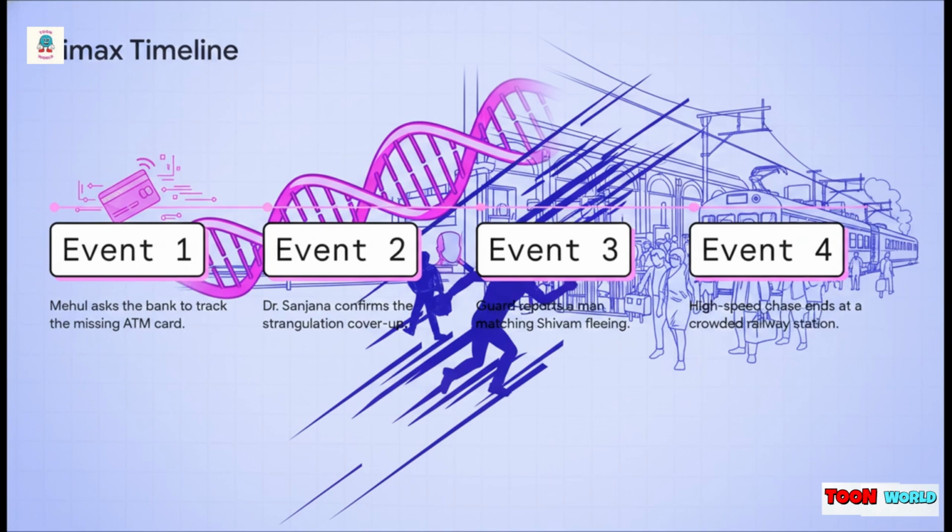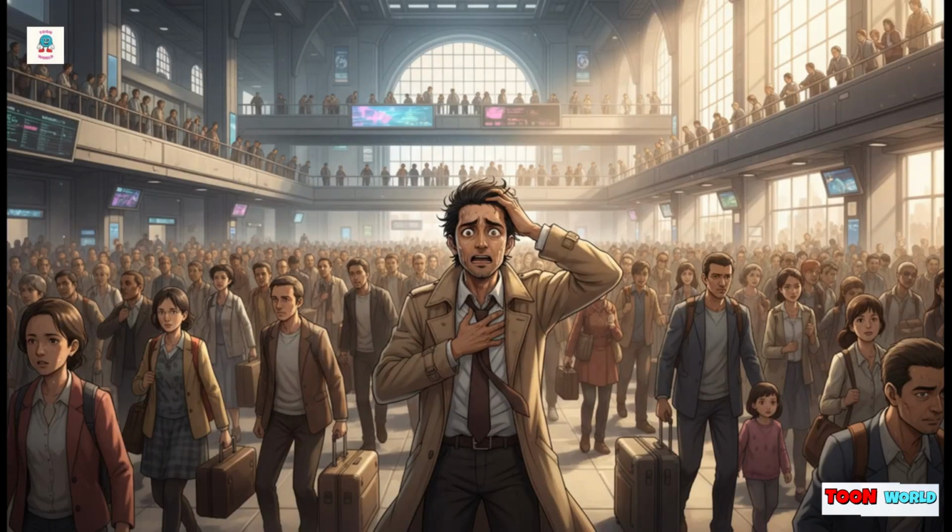And suddenly, this high-speed chase leads them directly into the absolute worst possible location for a manhunt, a highly congested, totally chaotic railway station. Mehul arrives on the scene completely out of breath. And the station is just packed. We are talking about a massive sea of commuters, travelers, luggage everywhere. It is pure chaos. Shivam has successfully blended right into the crowd. He's nowhere to be seen.